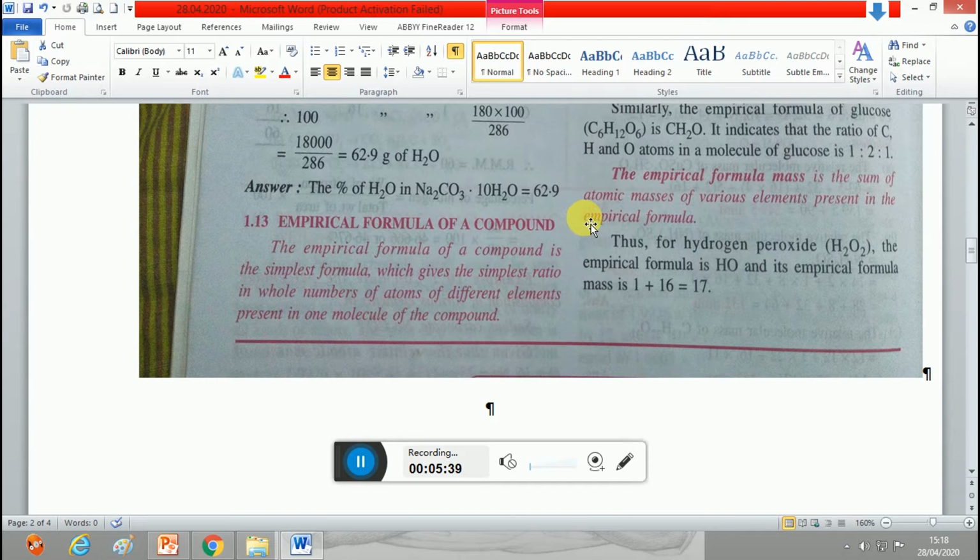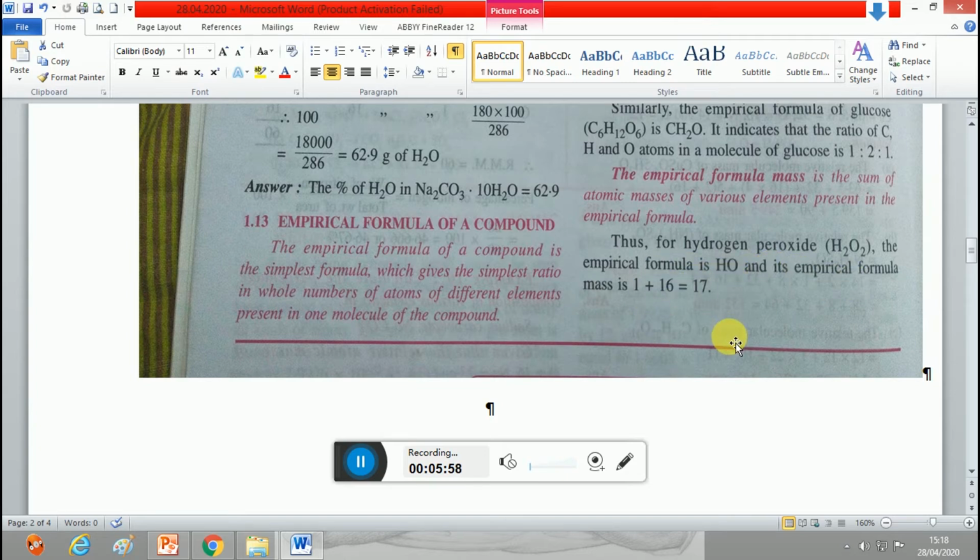Empirical formula mass is the sum of the relative atomic masses of the various elements present in the empirical formula. As we have discussed, the empirical formula of hydrogen peroxide is HO, so the empirical formula mass will be 1 plus 16, that is 17.